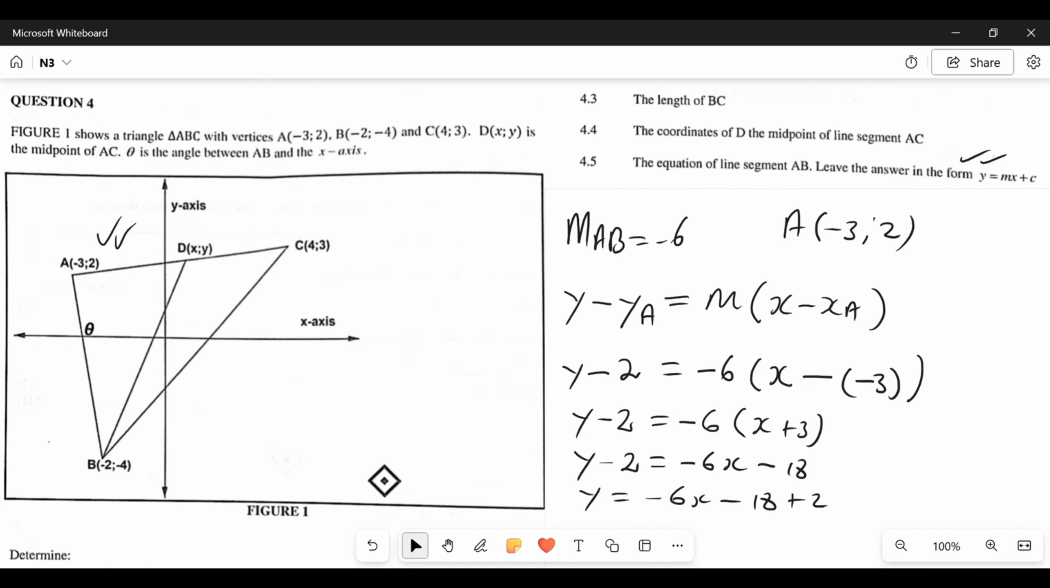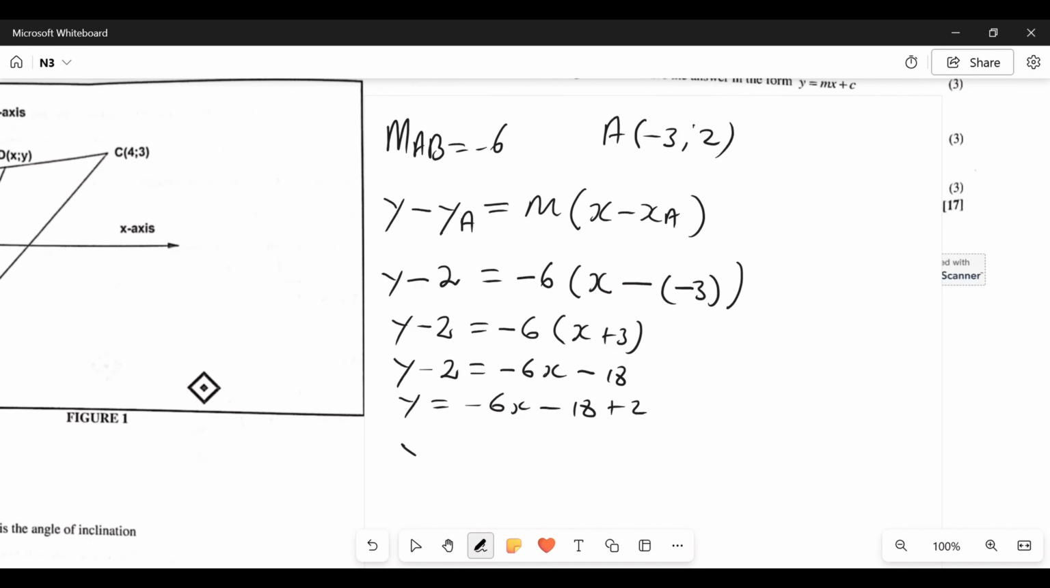Let's create a bit of space so that we are able to answer this. All right, so let's continue. y is going to be equal to -6x, and we have -18 plus 2, which gives us -16. So our answer for this one, guys, is y equals -6x minus 16. So this here is our answer. I hope you guys managed to understand this as well.